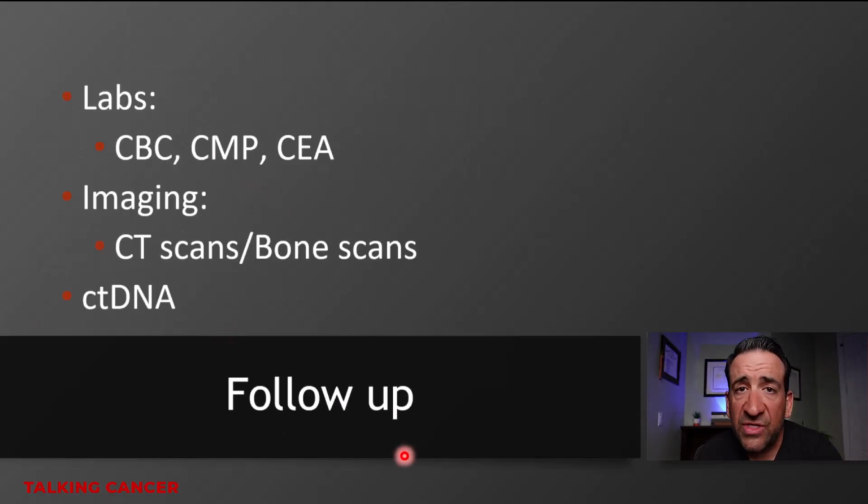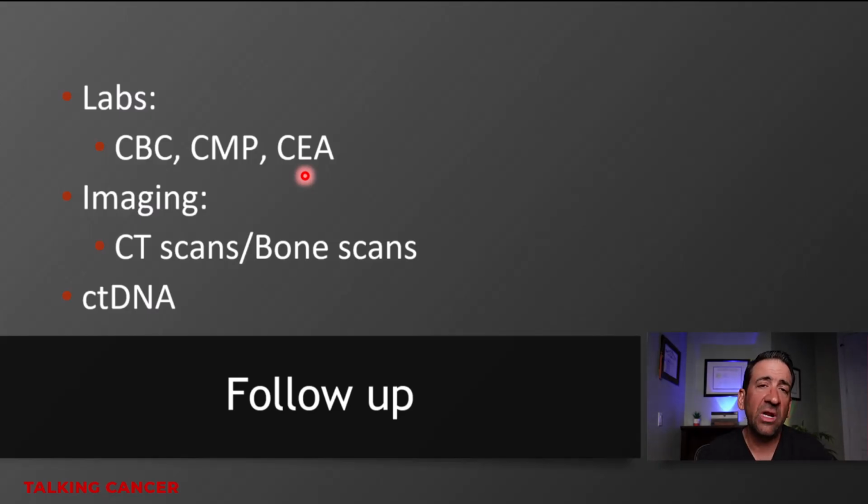Now, follow-up. We're almost done, so wake up. You're almost done. Look at how much you've learned. So in follow-up, we usually follow your labs, including your CBC, your CMP, and a CEA. Your CBC is your blood counts, your white cells, hemoglobin, platelets. The CMP is your renal function, your electrolytes like your sodium, potassium, your liver enzymes, and your CEA is a tumor marker. Your colon cancer can produce this tumor marker, but just know that not all colon cancers produce CEA. So just because your CEA is normal does not mean you're cancer-free.